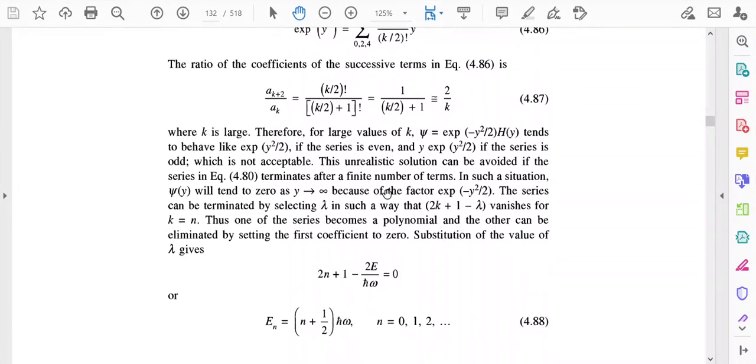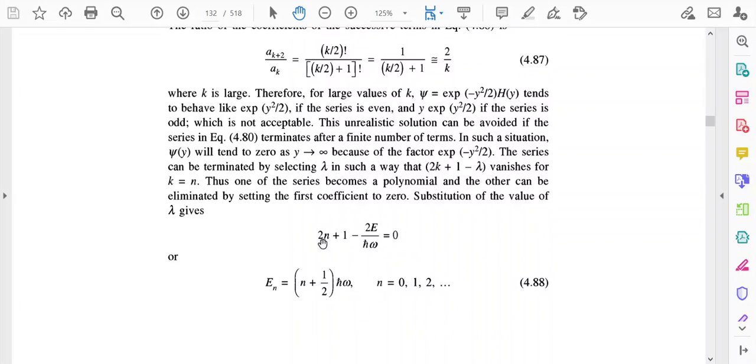So if we assume that the numerator vanishes at k equal to n, then 2n plus 1 minus lambda is equal to 0. In place of lambda we write 2E by h cut omega, because we have already assumed lambda is equal to 2E by h cut omega in the beginning of our discussion, where we defined two dimensionless variables. So 2n plus 1 minus lambda is equal to 0. From this expression, En is equal to n plus half into h cut omega. We are writing it as En for different states.